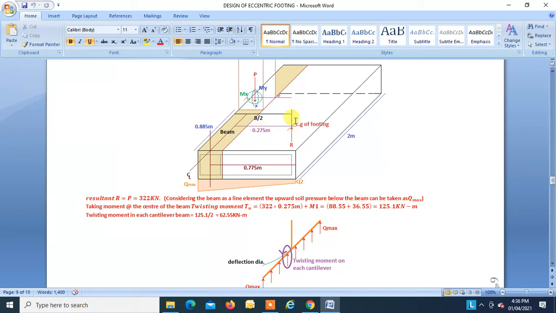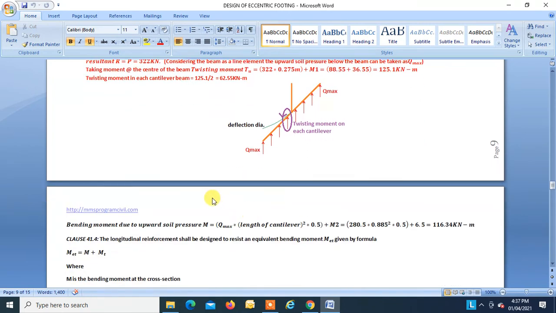Plus we have another moment m1 acting over here. So taking moment about the center of the beam, the twisting moment Tu is equal to R into this distance 0.275 plus m1. This is equal to 125.1 kilonewton meter. This is the twisting moment. Now half the twisting moment will be taken by this cantilever and the other half by the other cantilever. So twisting moment in each cantilever beam is equal to 125.1 divided by 2, that is equal to 62.55, right? So this is how we get the twisting moment.